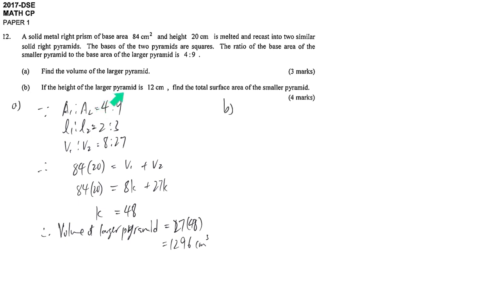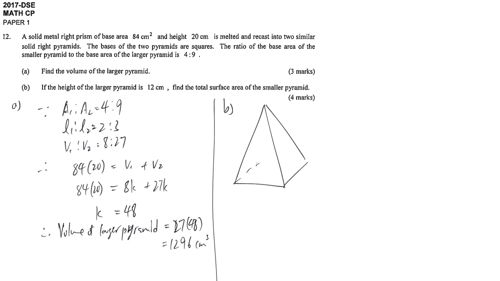In part B, they give you more information about the larger pyramid. After that, you have to find out the total surface area of the smaller pyramid. So in this case, we draw the larger pyramid, and don't forget the base is a square. And then they tell you directly the vertical height here is 12. Together with the volume we just found, it's possible for us to find out B here. So we should try to find out the base length of the square.